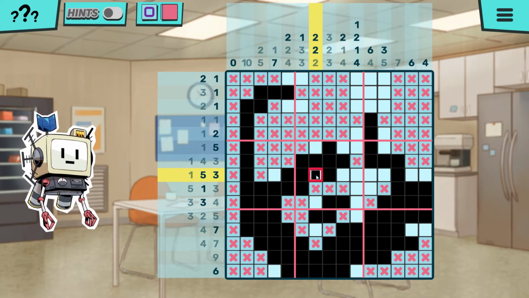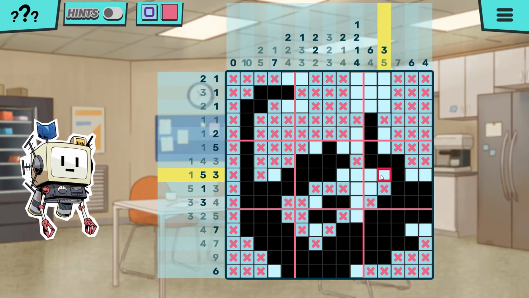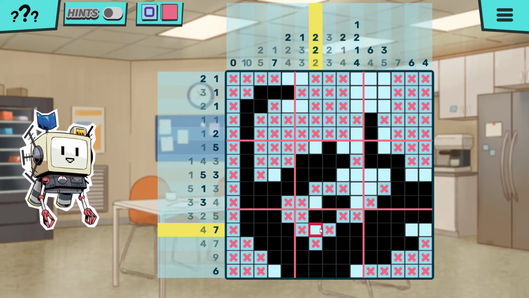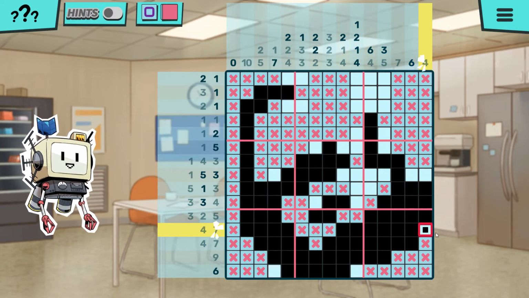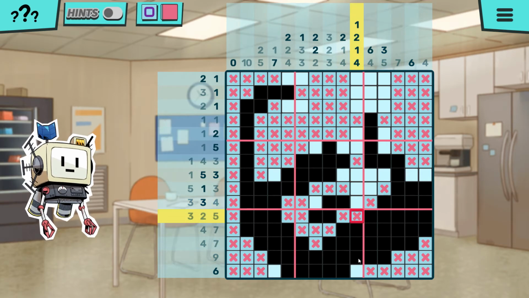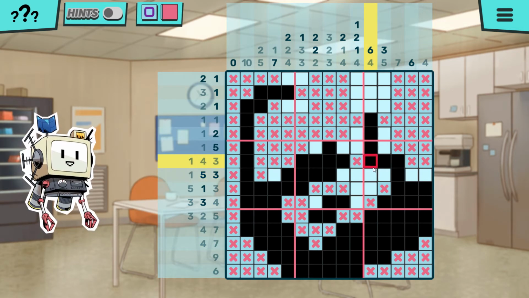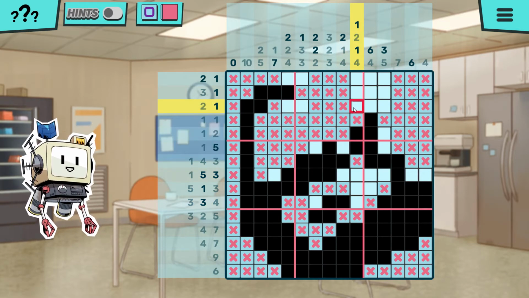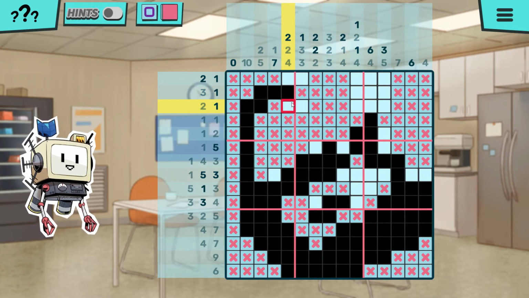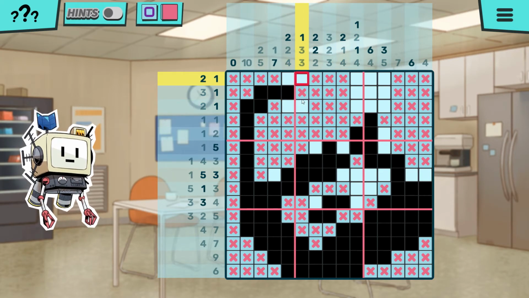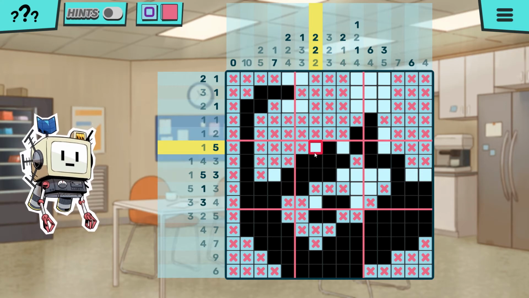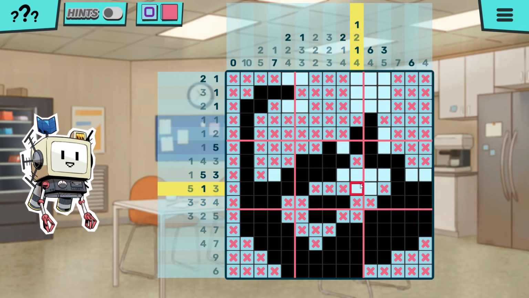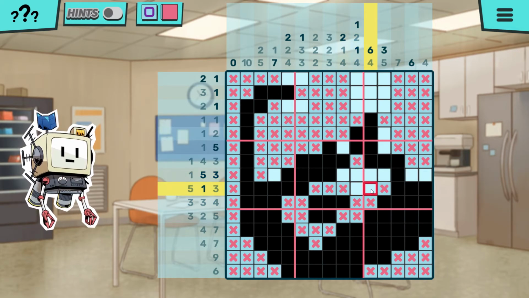Looking for a 5 here, so this needs to be filled out. This row is done, there's a 7 here, so this row is done. There's a 4 at the bottom, so this row is done. Needs to be a 1 here, there's 2 here, that has to be there. Needs to be 1 either of those. That 2 is done, this 2 is done, that 3 is done. 1 needs to be either here.